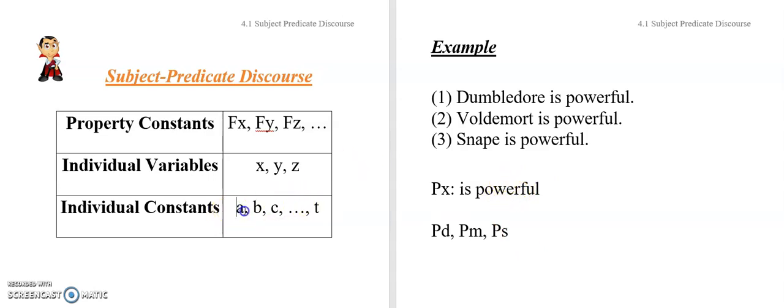All right, your individual constants are like proper names, like Dumbledore, Voldemort, Snape. And then you've got individual variables, which we're going to talk a lot about later, but for now they just sort of stand for placeholders for property constants that can be filled in with actual individual constants, thus yielding a sentence. Okay, so that's the big idea there.